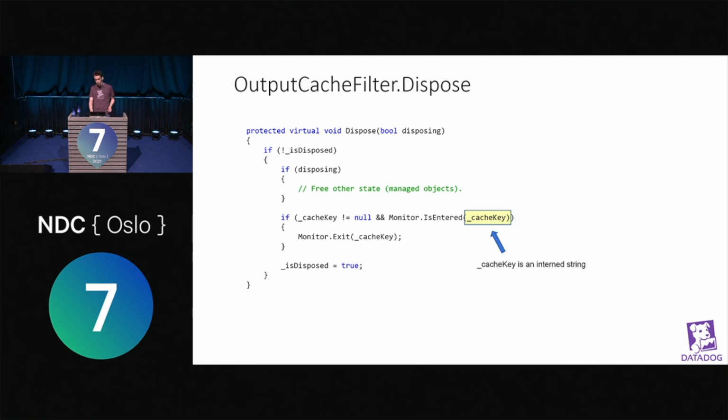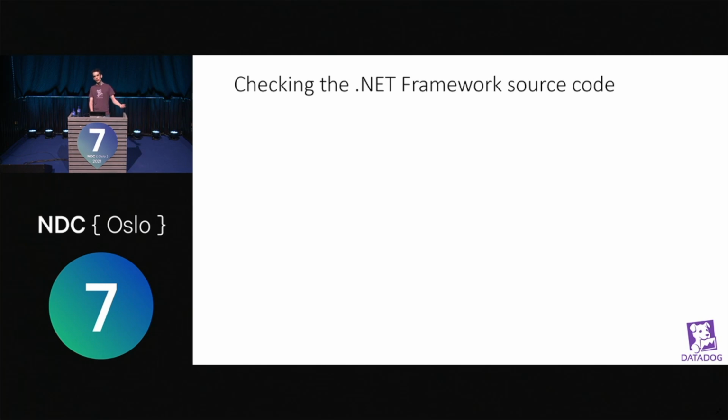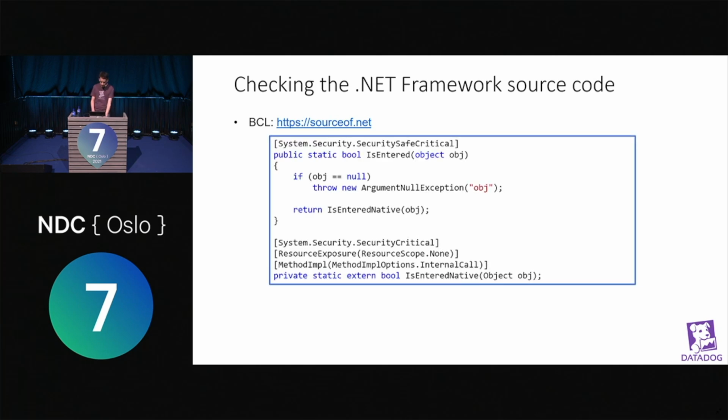So then I decided to check the source code of Monitor.IsEntered. Whenever you want to check the source code of the .NET BCL, you can go on source.dot.net or use a decompiler. And so there it is. It's not actually doing much. It's just checking if the parameter is null, and then it's calling IsEnterNative. And then IsEnterNative is bound to a native function in the CLR.